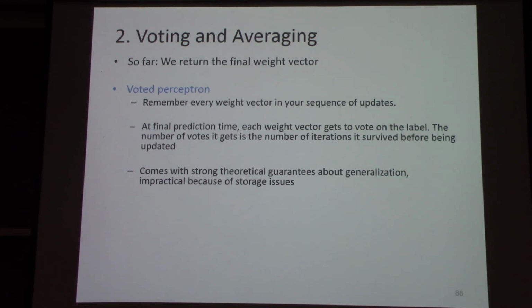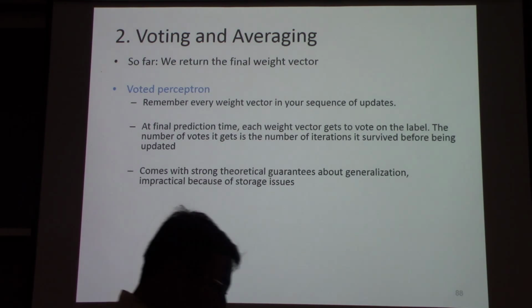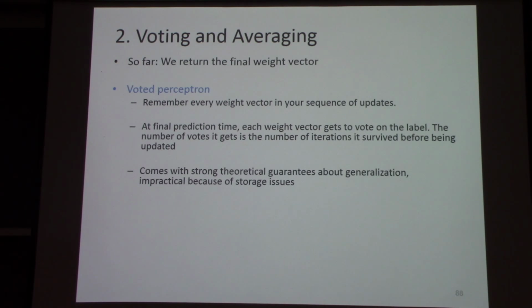One answer is, you don't return the final weight vector. At every step, you remember every weight vector. Every time you see an example, whether you make an update or not, you remember the weight vector, and you keep track of all of them. So if you got a million examples, whether you make a mistake or not, you have a million weight vectors.